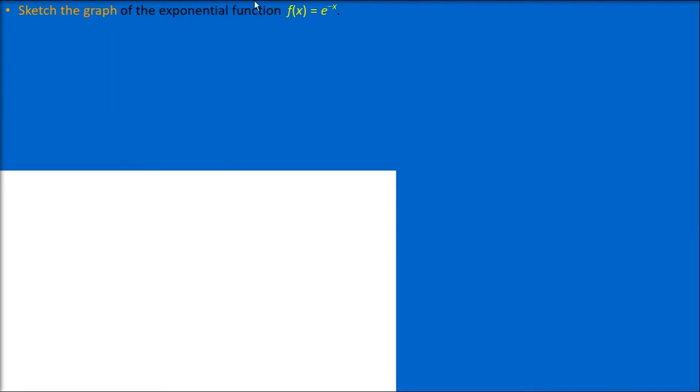f(x) equals e raised to minus x. How to draw this function? First of all, y equals b to the power x is an exponential function. b cannot be equal to 1 and b has to be greater than 0.